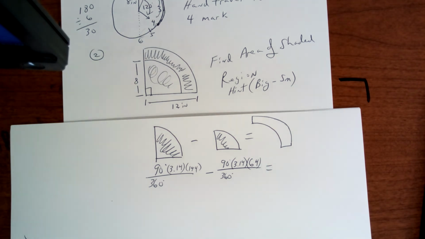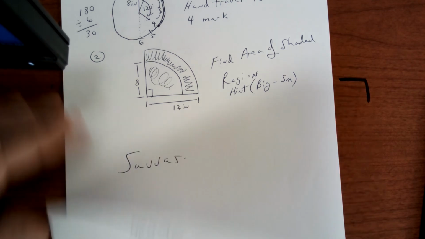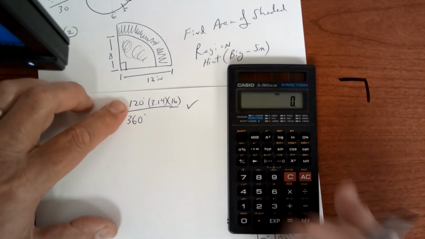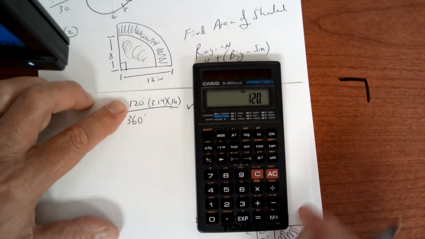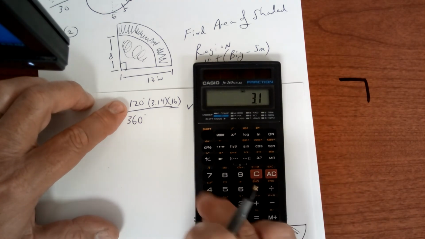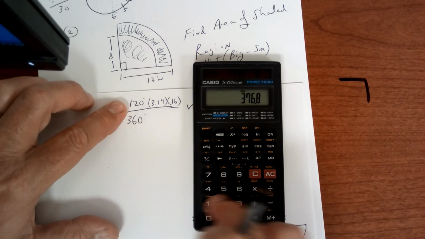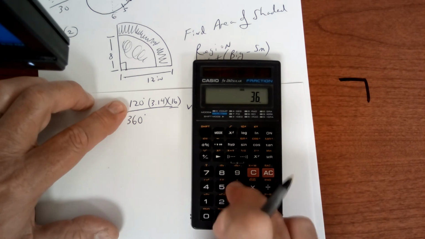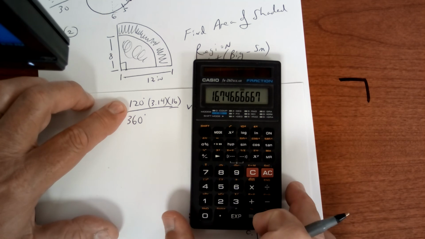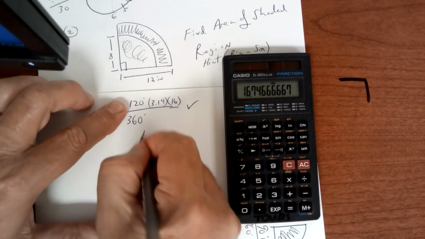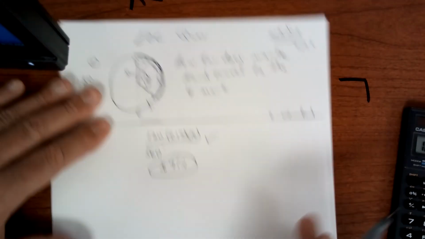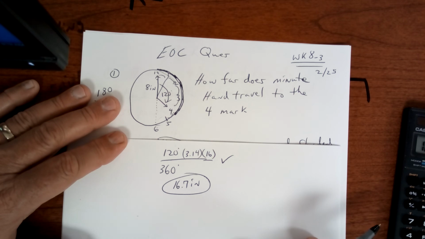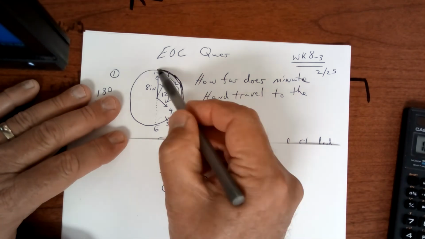Okay? So let's back up and let's work this first one here. So 120 times 3.14 times 16, press equals, divide by 360, and that's going to be 16.7 inches. Okay, so for number 1, the minute hand travels 16.7 inches from 12 o'clock to 4 o'clock.